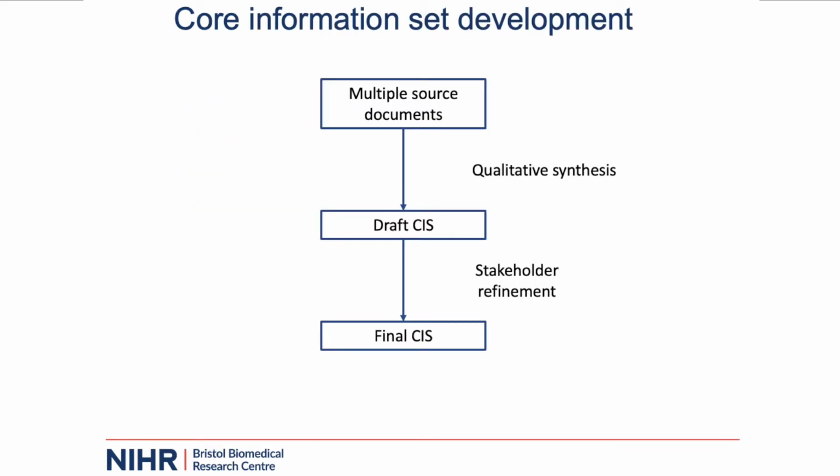And this is how we developed it. We started by collecting lots of source documents. And then a team of us went through line by line to pick out all the information we could talk to patients about. And then we organised that information into main themes, and that turned into a draft core information set. At that point, we had extensive discussions with patients and professional stakeholders where that was refined into a final set.